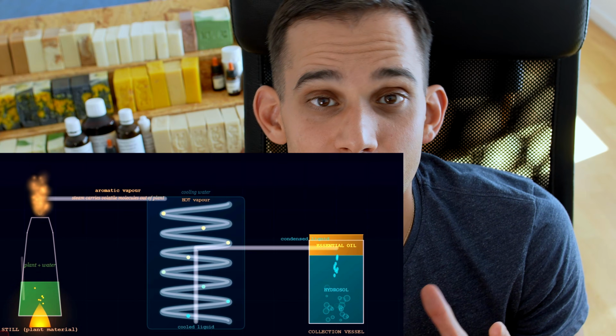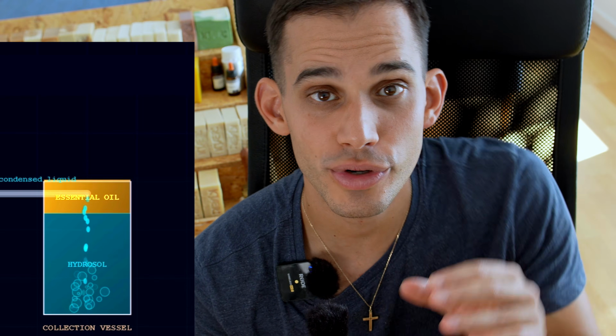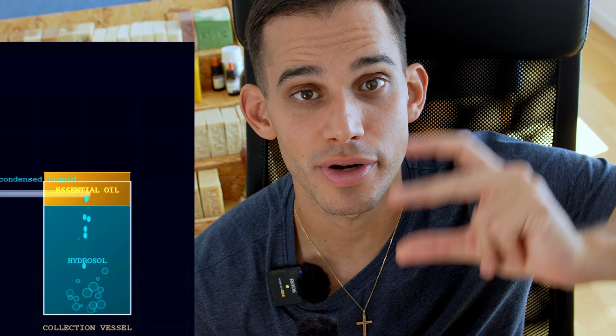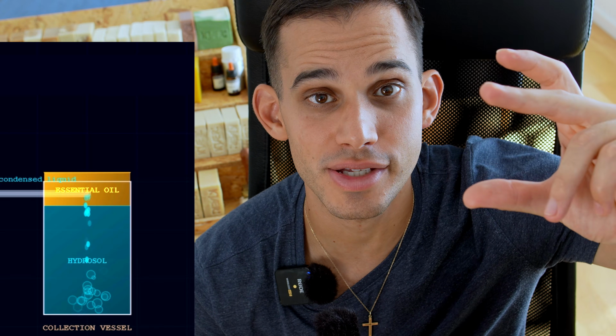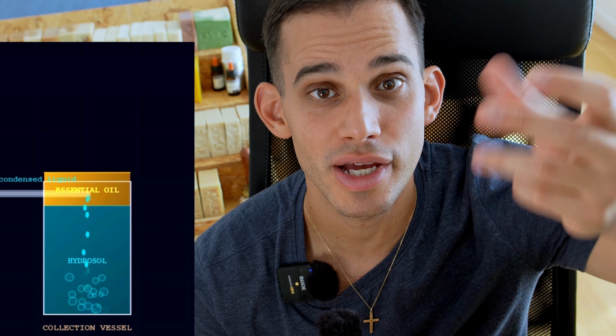And of course the oil does not mix well with water, so it creates two separate phases. On top you get your essential oil, and on the bottom you get your water, and that's how you separate them. And this is exactly how we make ginger essential oil, geranium essential oil, lavender essential oil, vetiver, patchouli. It's one of the most traditional methods of making essential oils.